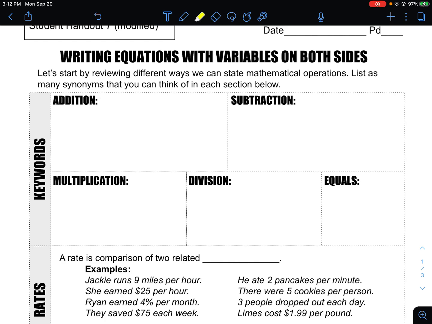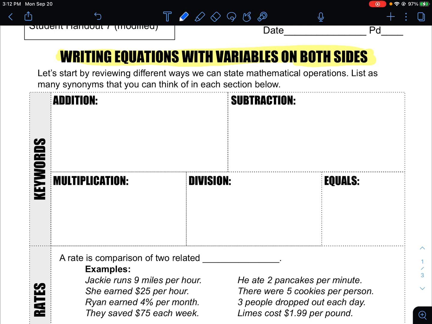In this video, we are going to focus on writing equations with variables on both sides. So we're going to be given word problems, and we need to write equations and solve them. Let's start by reviewing different ways we can state mathematical operations. List as many synonyms that you can think of for each section below.